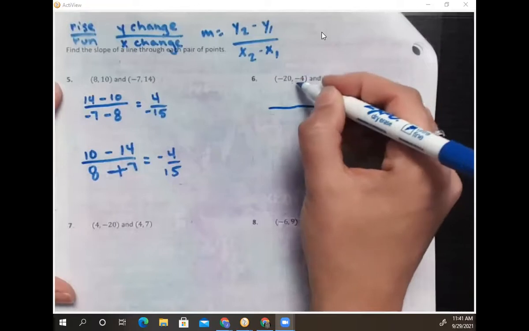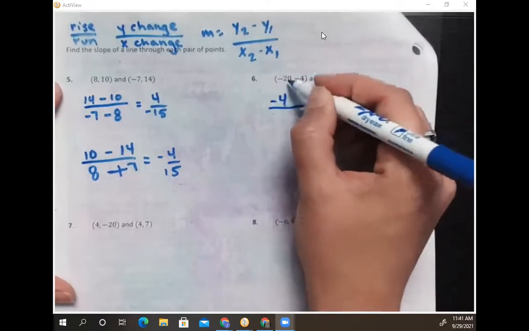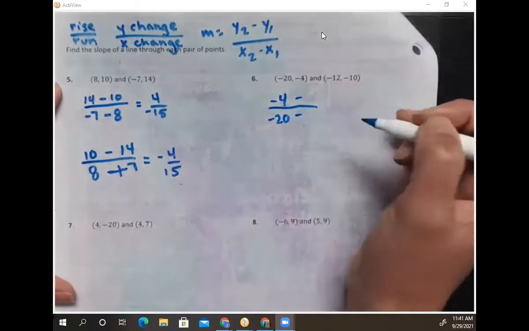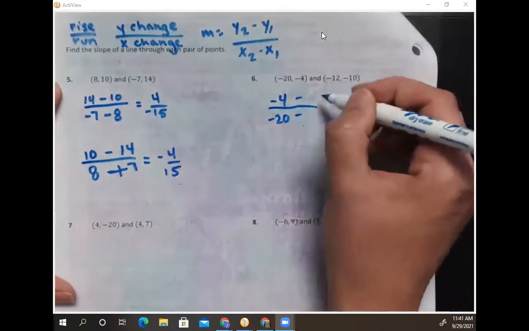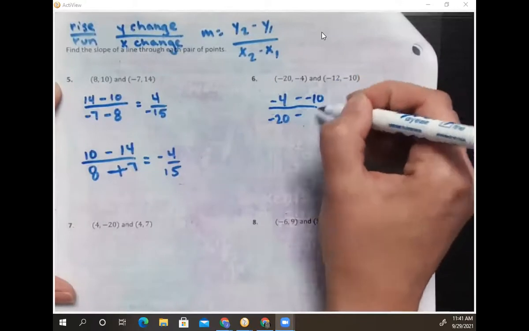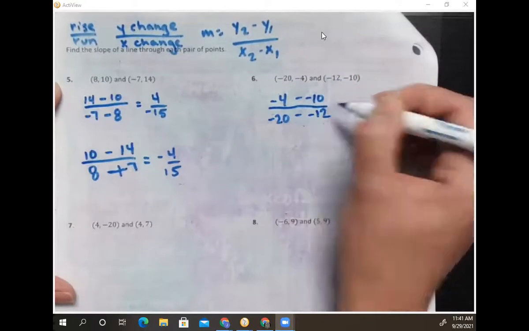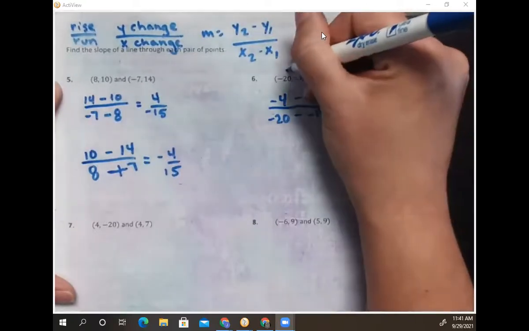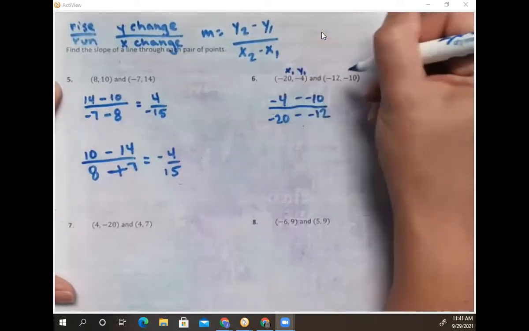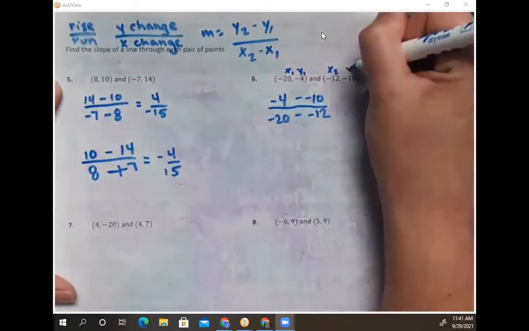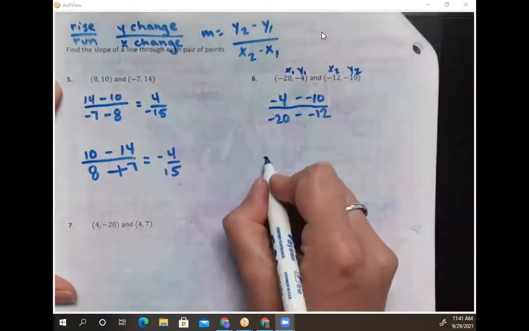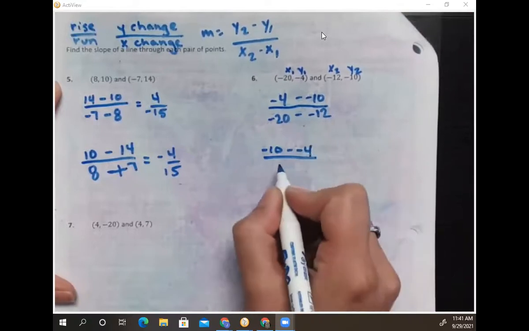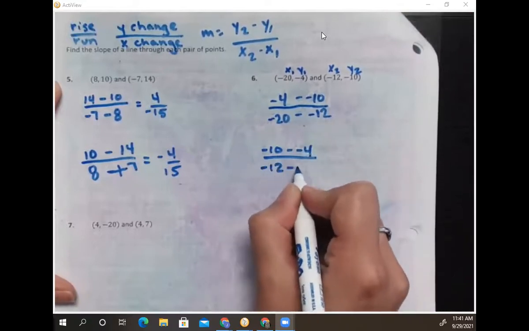Here's my point. I want y on top, x on bottom. Subtracting on both, and then my second point, y on top, x on bottom. And now simplify. If you like the labels, x1, y1, x2, y2. So I would have -10 minus -4, and then -12 minus -20.